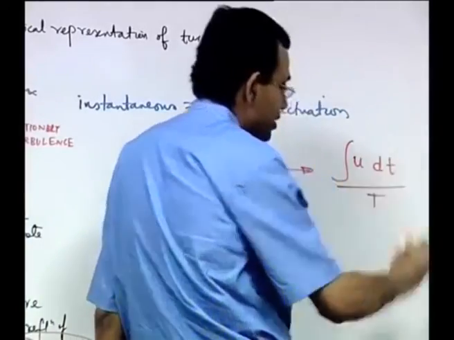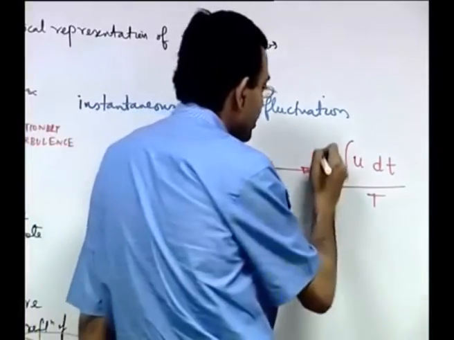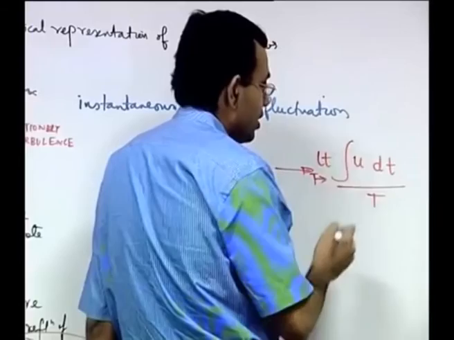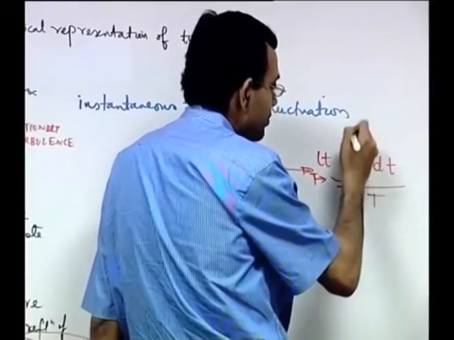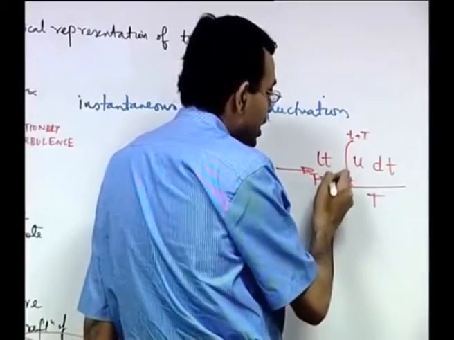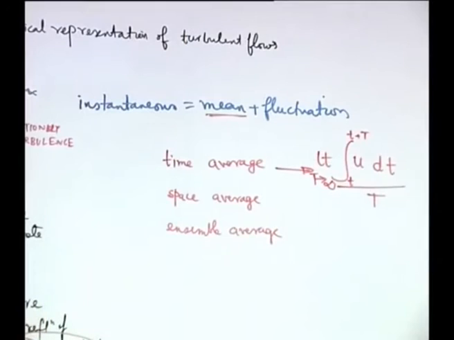divide by the total time period, and take the limit as this time period capital T, maybe from small t to small t plus capital T. We take a limit which technically we say capital T tends to infinity. This is just a representation, but what do we physically mean by that?